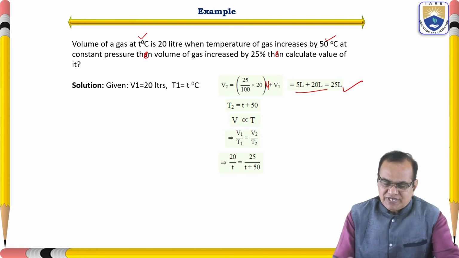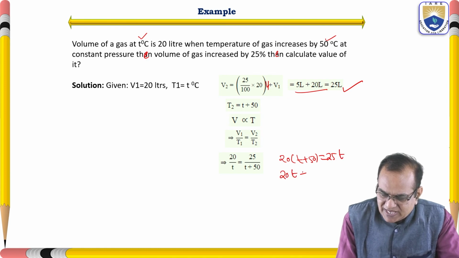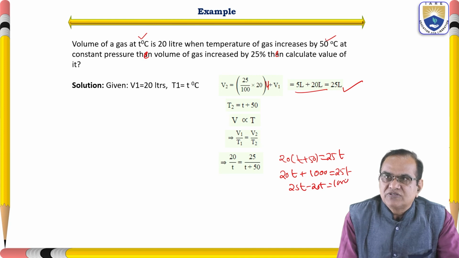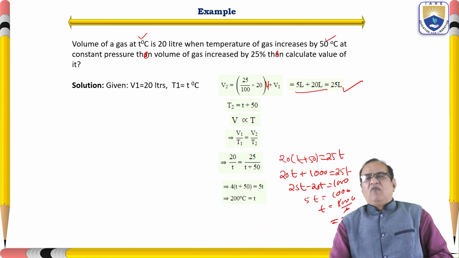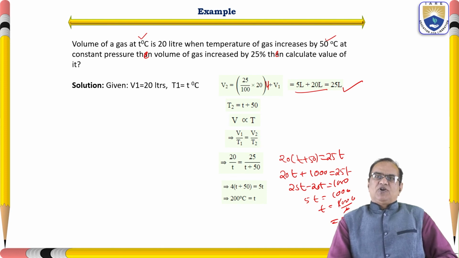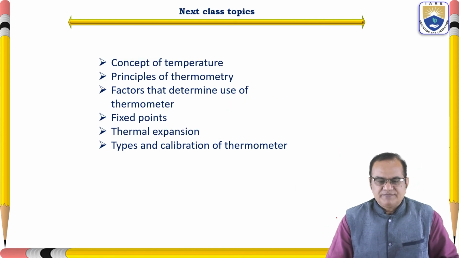So we can do it here that 20 into T plus 50 is equal to 25T. So 20T plus 1000 is equal to 25T. So 25T minus 20T is equal to 1000. So 5T is equal to 1000. So T is equal to 1000 by 5, so T is equal to 200 degrees centigrade. Okay, so like this we can find out T is equal to 200 degrees centigrade. So this is the answer of this problem.